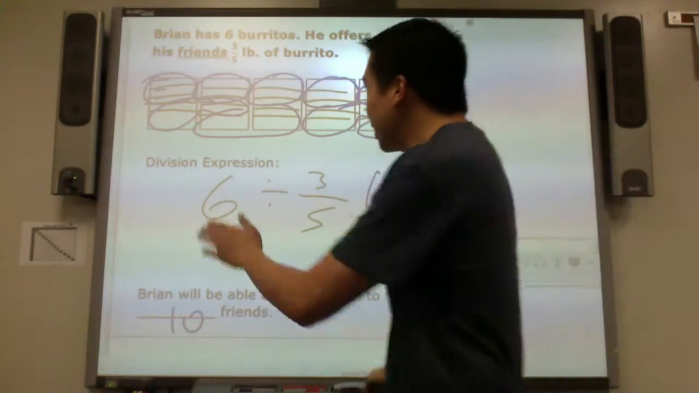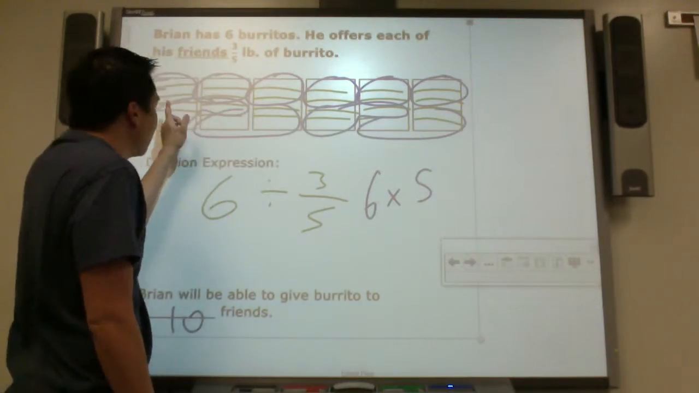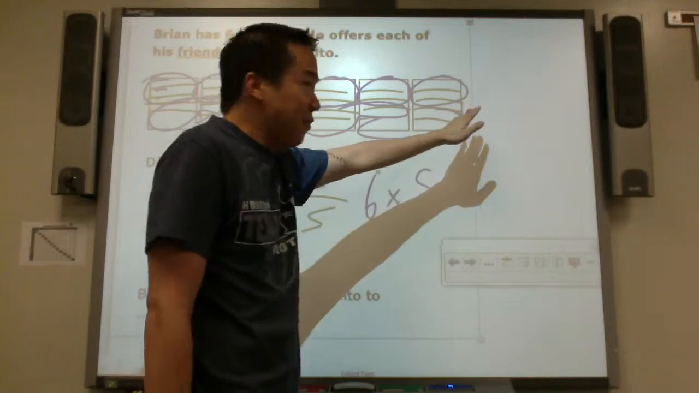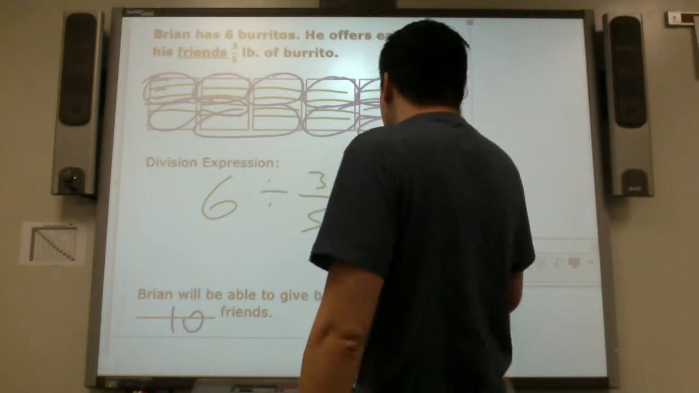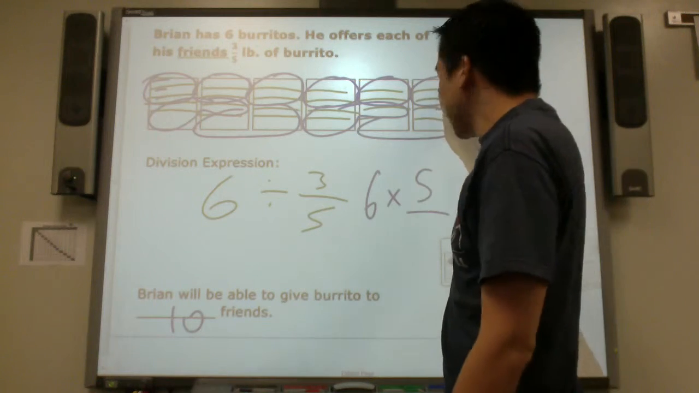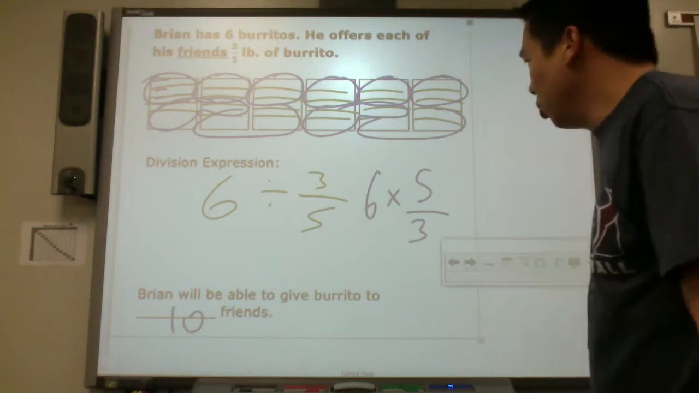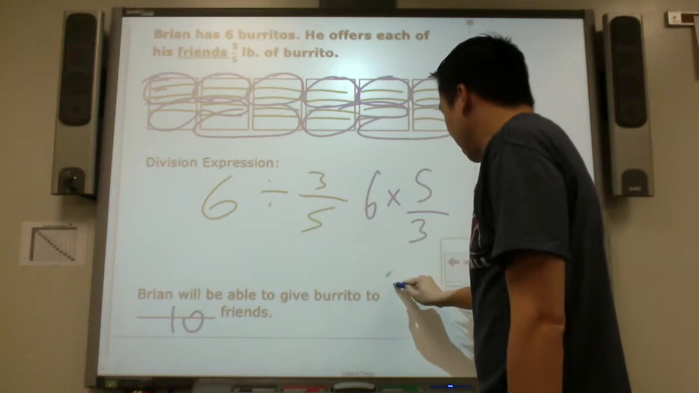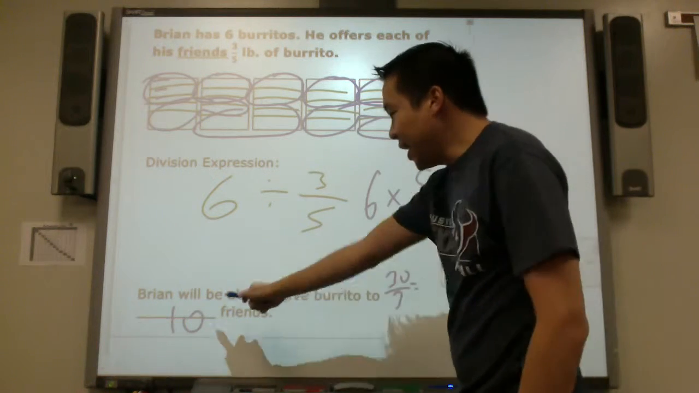Are there 30 pieces here? There's 6 burritos, and each burrito has 5 pieces. So you have 30 pieces. And then you have to divide it into groups, there's 3 pieces in each group. So 6 times 5 is 30. 30 divided by 3 is 10.